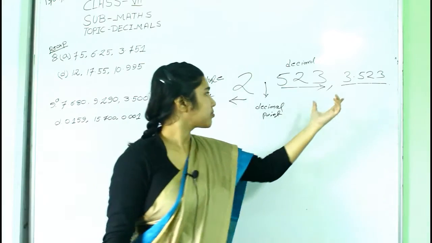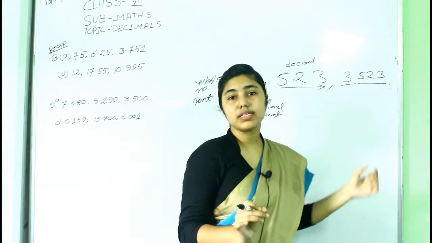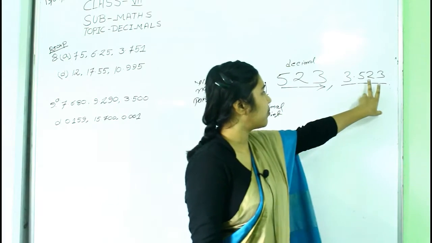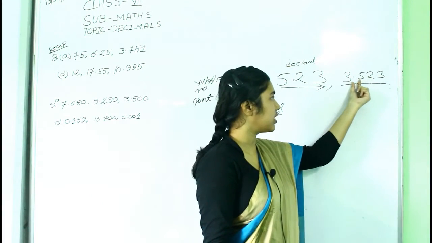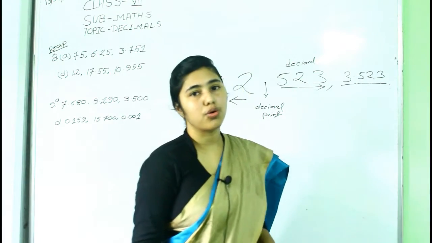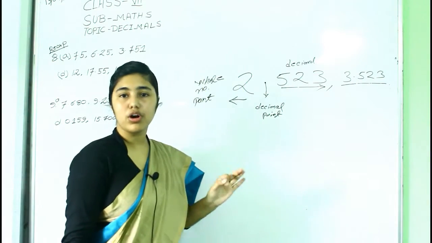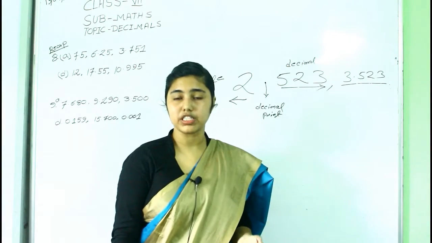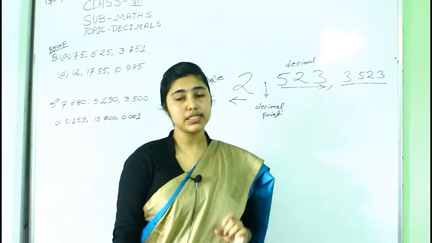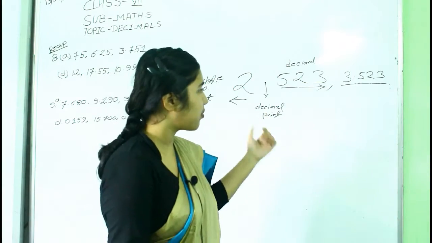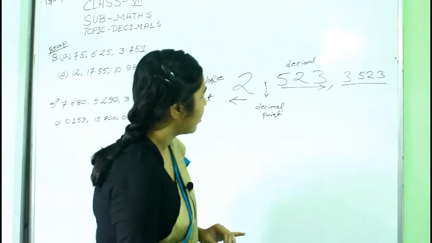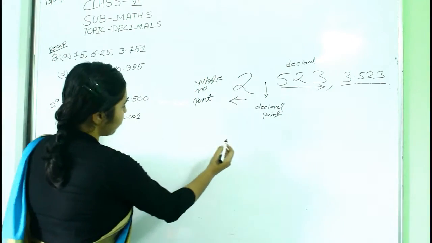Now, what is a decimal place? Decimal place is the number of digits after the decimal point. So if 2 or 3 decimal numbers have the same number of decimal places, then this type of decimal numbers are known as like decimals.